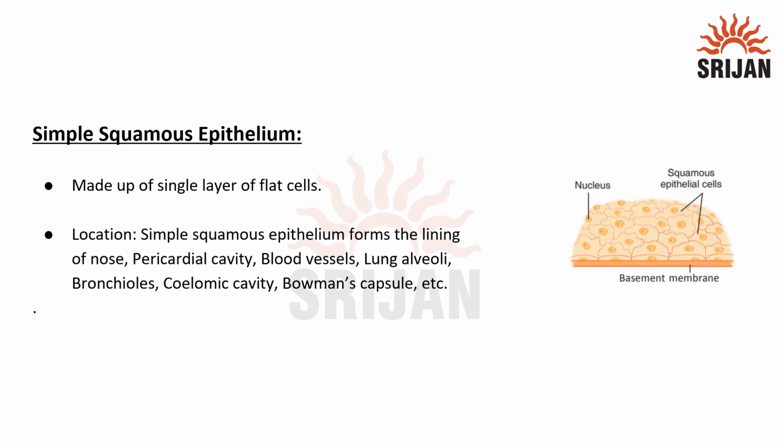Here we have the simple squamous epithelium, which is made up of a single layer of flat cells. Location of simple squamous epithelium is it forms lining of nose, pericardial cavity, blood vessel, lung alveoli, bronchioles, coelomic cavity and Bowman's capsule. This over here is the simple squamous epithelium.